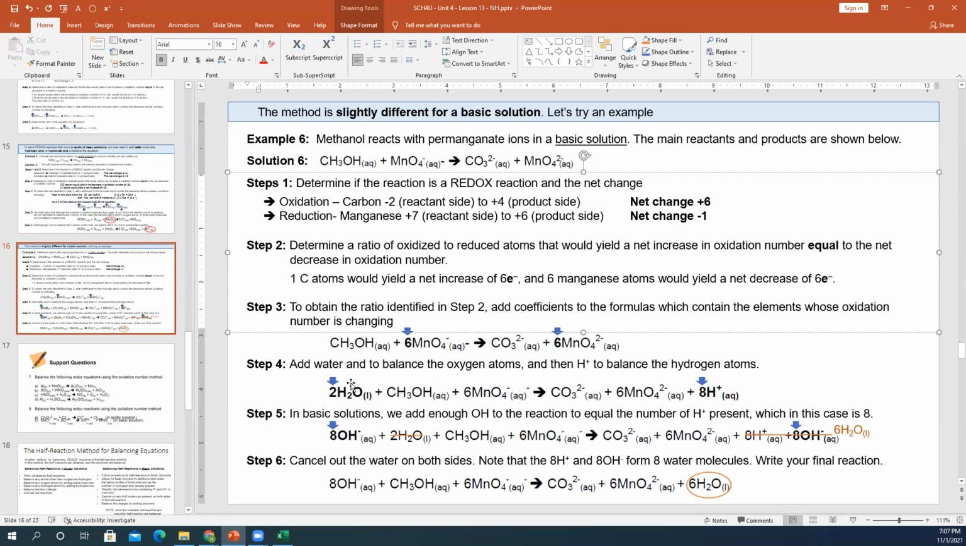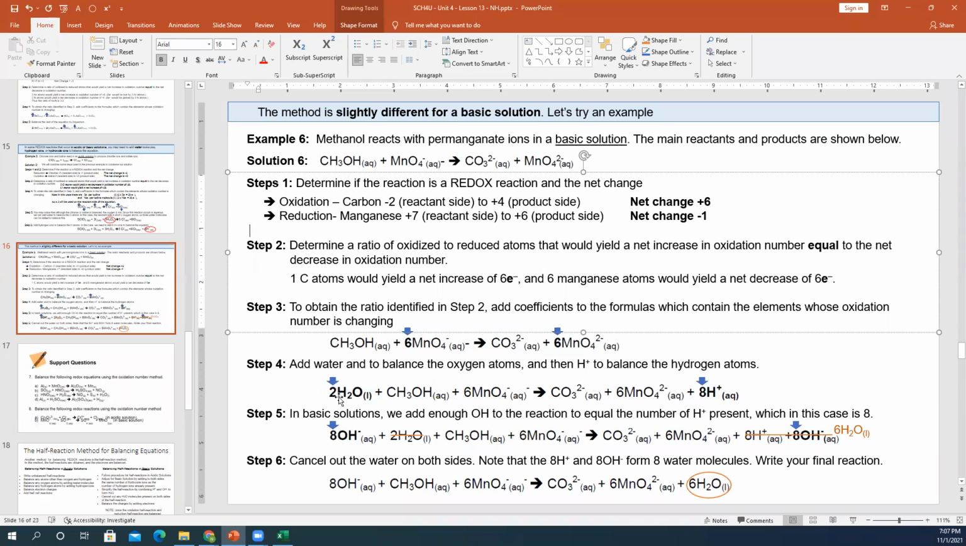So for the oxygen atoms to balance out, you add water. You notice that you have to add water to this side of the equation to make up for the number of oxygens that are on this side of the equation. And that involves adding 2 H2O molecules, because on this side, we need 2 more oxygen atoms to balance out the number of oxygens on that side.